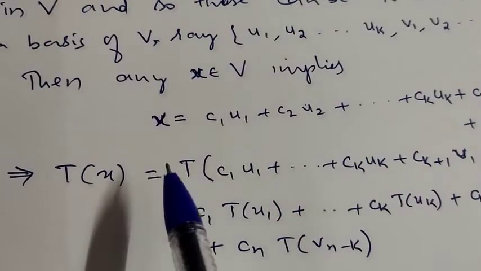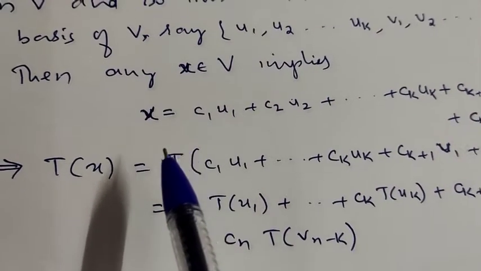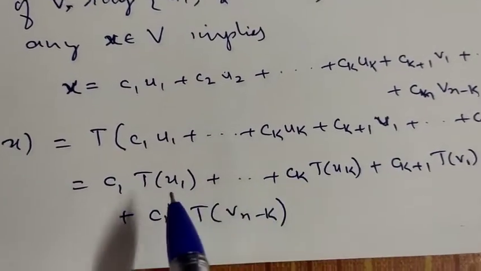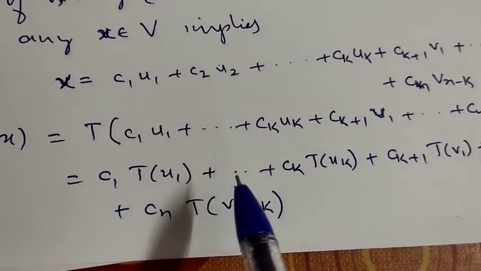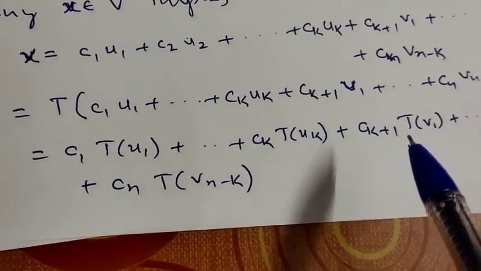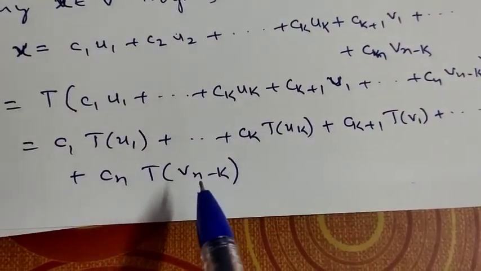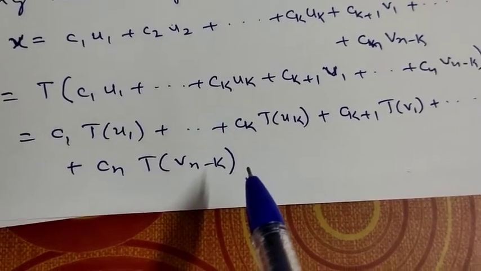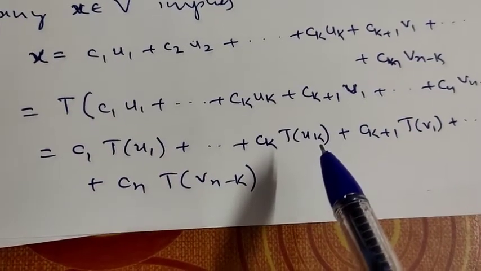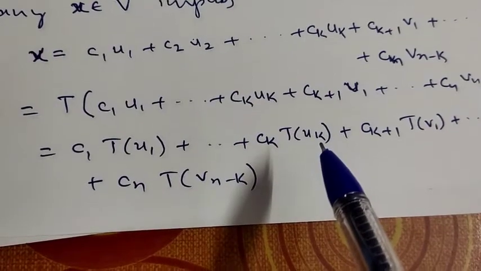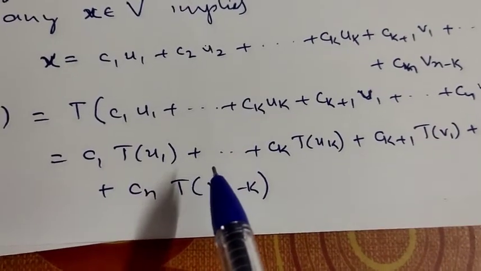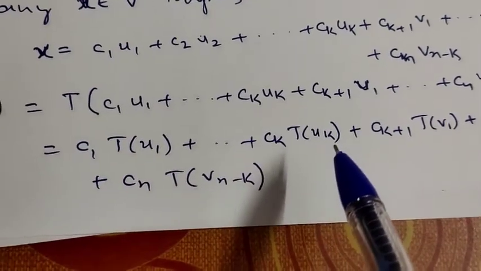Now you apply T to the above vector X. This implies T of X is equal to T of the right hand side term. Since T is linear, this can be written as C1 into T of U1 plus C2 into T of U2, etc., Ck into T of Uk plus Ck plus 1 into T of V1, and so on, Cn into T of Vn minus K. But look here, U1, U2, etc., Uk are basis elements of the kernel of T, which means these belong to the kernel of T. If these belong to the kernel of T, then T of U1 is 0, T of U2 is 0, etc., T of Uk is 0.